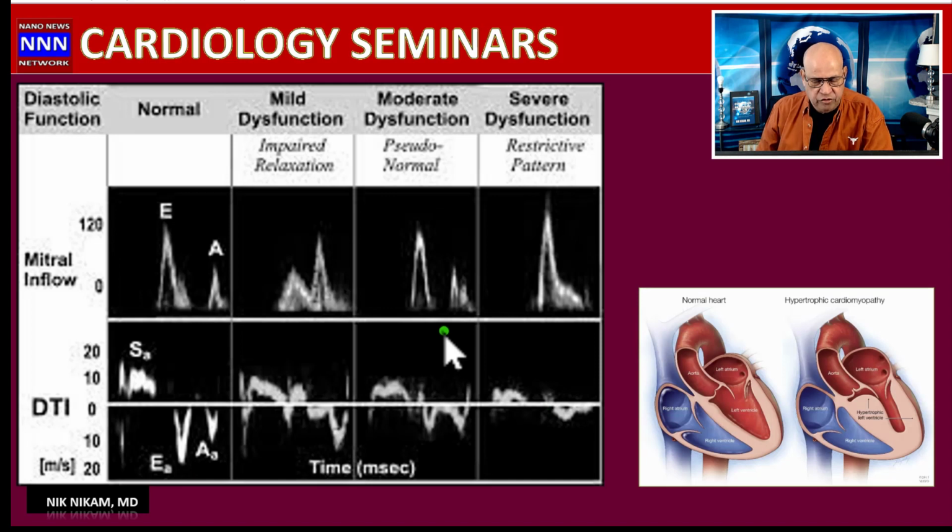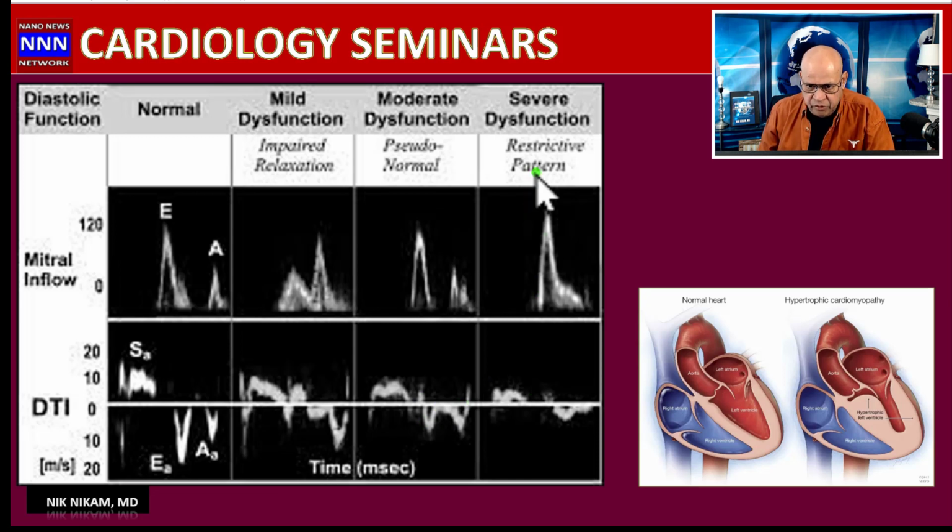And this is an actual tracing of patients with diastolic dysfunction. This is a normal mitral E and A wave. In mild dysfunction, we have prominent A waves, and the tissue Doppler also shows a prominent A wave compared to the normal situation. But as we get into moderate LV dysfunction, or diastolic dysfunction, the E becomes more prominent, whereas the A wave diminishes in size, and along with the E prime, the A prime diminishes in size.